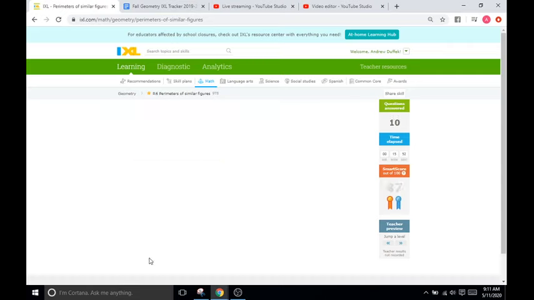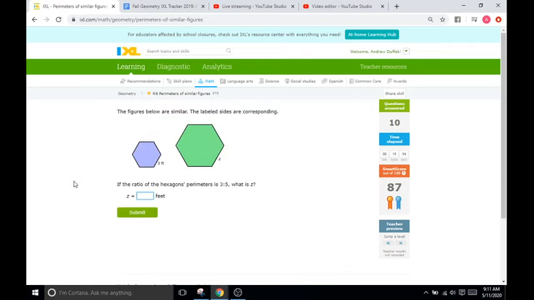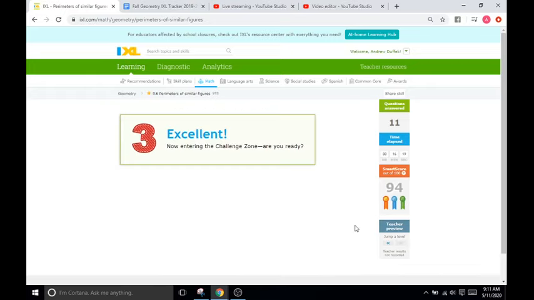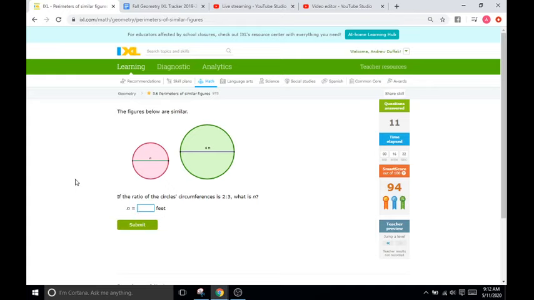Okay, submit. All right, and okay. So then once you get high enough to 87, they're going to give you the ratio and they're going to ask you to find the missing side here. So it says the ratio of the hexagon's perimeter is 3 to 5. So 3 to 5, what is z? Well, it's going to be 5, right? Okay. See, 20 to 90. All right. And we get to 94.